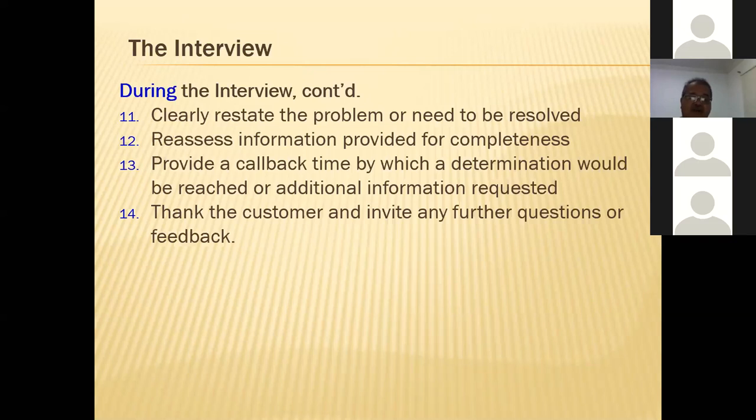Then you will be able to put that application on some sort of diary to come up that Wednesday morning, so that you can call and follow up with the client for those items, because you want to know if the client is going to proceed any further. If they're not going to proceed any further, then you probably want to discard that item, so you don't have to follow up with it anymore. And then of course, thank the customer and invite any further questions or feedback.